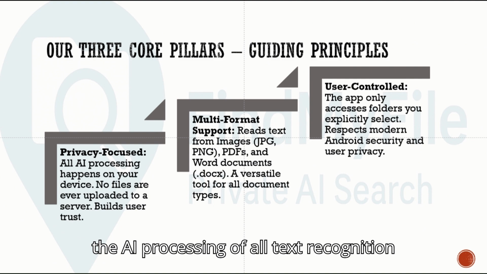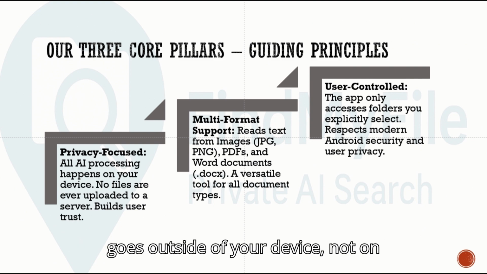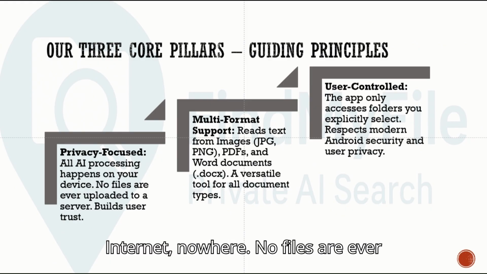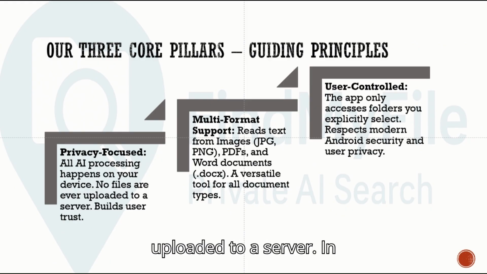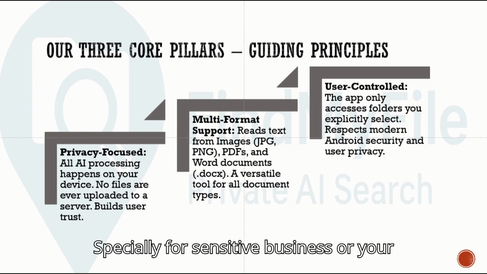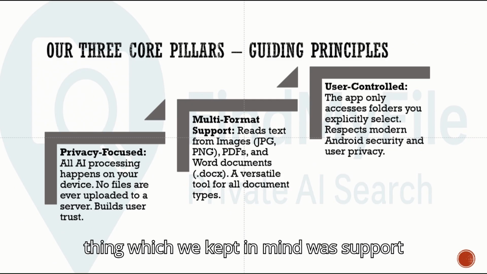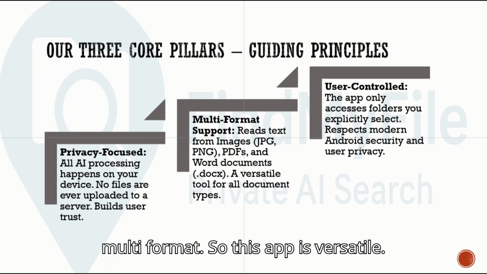The AI processing of all text recognition happens securely on your device. Nothing goes outside of your device, not on the internet, nowhere. No files are ever uploaded to a server. In this age, when users are rightly concerned about data privacy, this is a critical trust factor, especially for sensitive business or your personal documents.